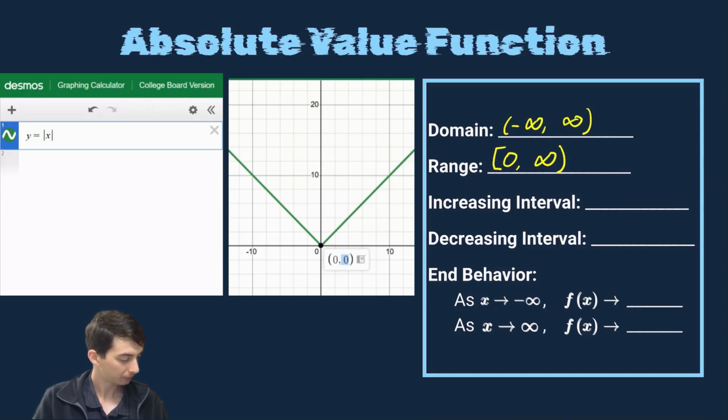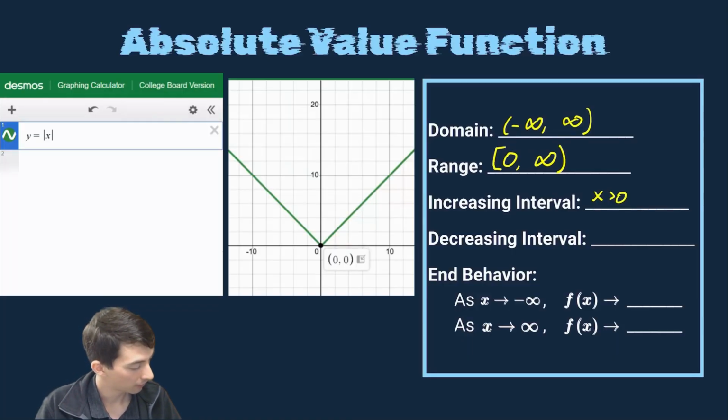For my increasing interval, I see once I pass this lowest point here, all of these y values on this graph are increasing as my x is increasing. So my increasing interval is going to be all of the x values that are greater than 0. Or if we want to write that in interval notation, it would be from 0 to infinity.